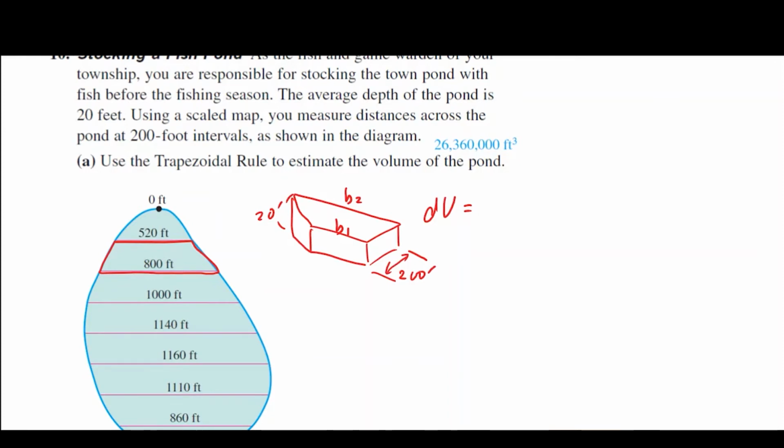So let's think about this. The volume of this is just the area of the trapezoid times 20, isn't it? So the area of the trapezoid is 200 divided by 2, the height divided by 2, and then B1 plus B2. And then we still have to multiply that by 20 feet. You know what I'm saying?